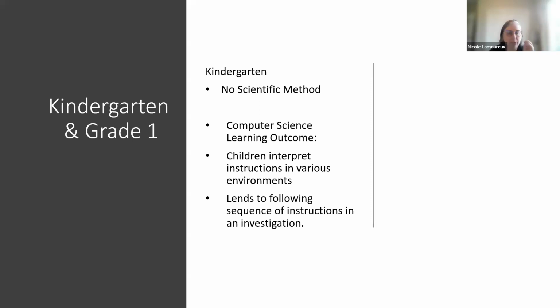Just to briefly mention, and I'm sure most of you know, kindergarten does not have a scientific method organizing idea. However, there is a computer science learning outcome. The learning outcome is children interpret instructions in various environments. So that can lend itself to following a sequence of instructions or an investigation as well.